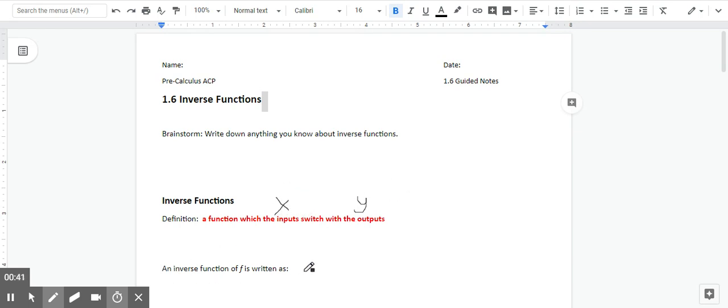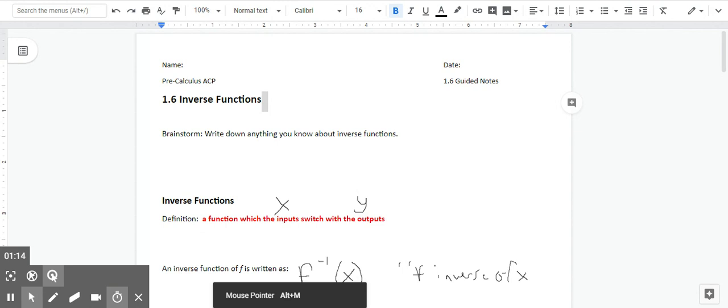And we write this, so if we're finding the inverse of f, or f of x, we write that as f to the negative 1 of x. So normally we have f of x. We now have this little negative 1. We don't read that as a negative 1. We read it as f inverse of x.